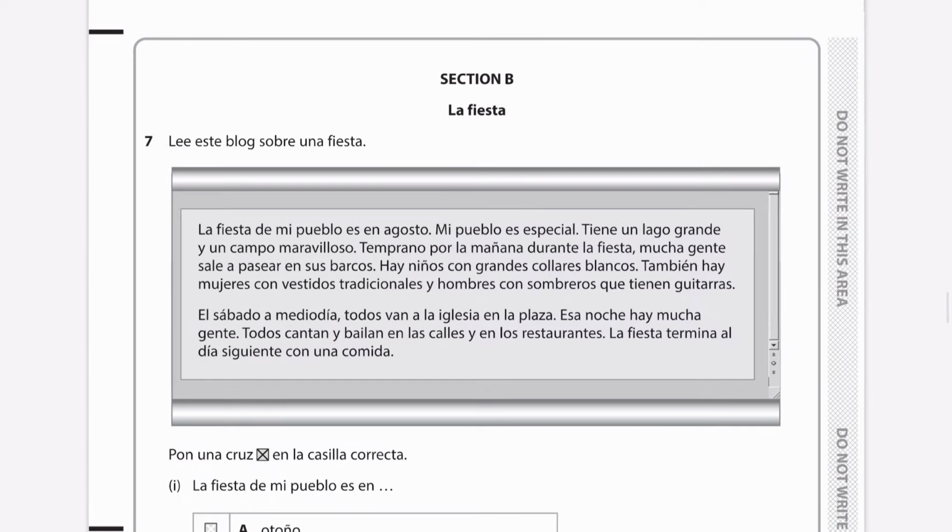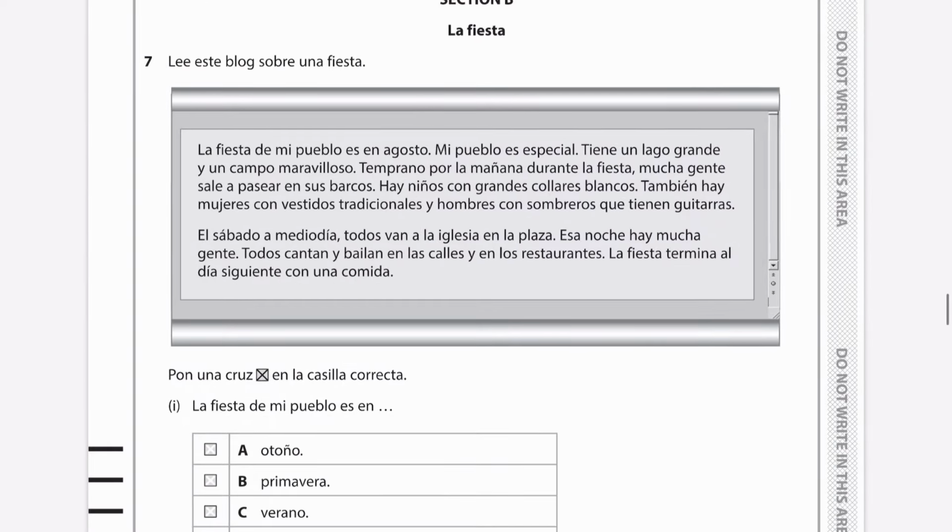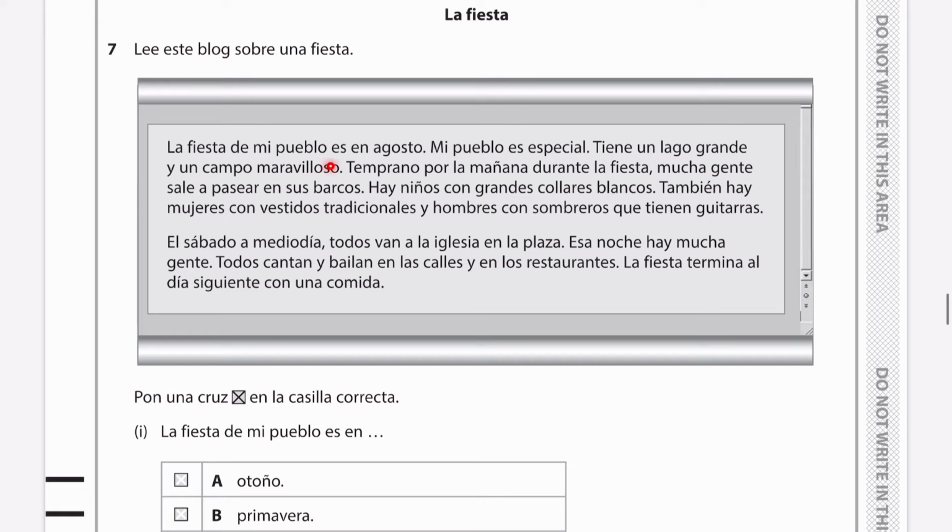So, okay, lee un blog sobre una fiesta. La fiesta de mi pueblo es en agosto. Mi pueblo es especial. Tiene un lago grande y un campo maravilloso. Un lago is a lake. Temprano por la mañana, so temprano, early in the morning, durante la fiesta, mucha gente sale a pasear en sus barcos. Hay niños con grandes collares blancos. También hay mujeres con vestidos tradicionales y hombres con sombreros que tienen guitarras.